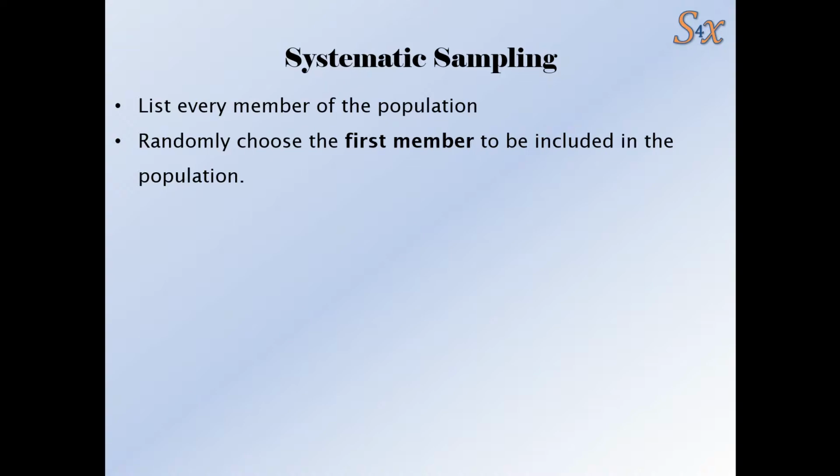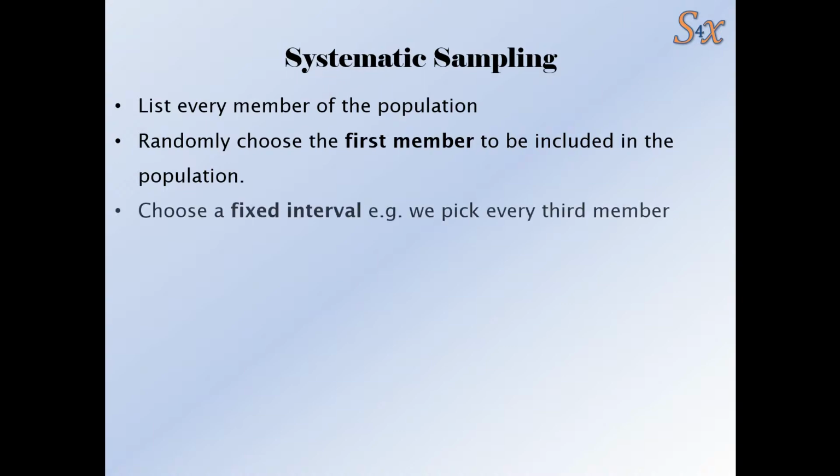So let's say we had 100 things in our population. We could randomly choose the fifth member to be the first person or the first thing to be included in our sample. After that, we choose a fixed interval. So we might pick every third member after that. So in this case, we'd line up our 100 people in our population, and we'd pick the fifth person, then the eighth person, then the 11th person.